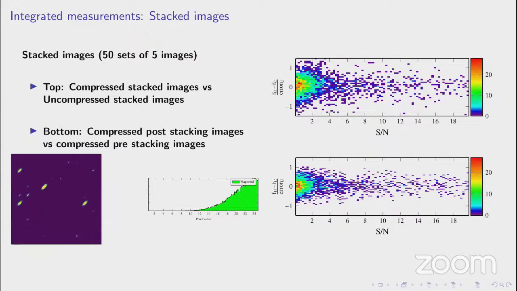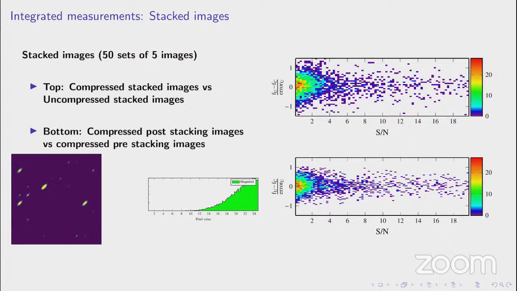Finally, this is the important test that I was talking about. When we are stacking images, there are two strategies. You can pack them once they're compressed, or pack them when they're uncompressed and then compress them. Usually, what we generally use is the default one.